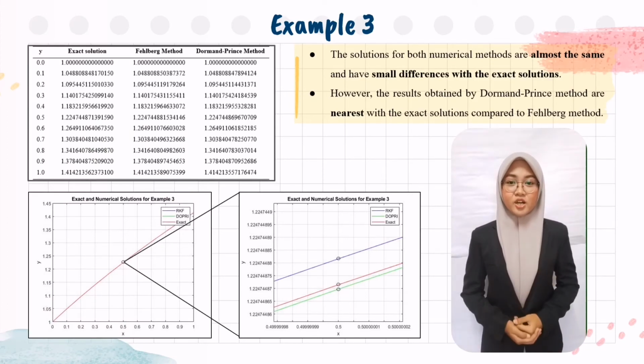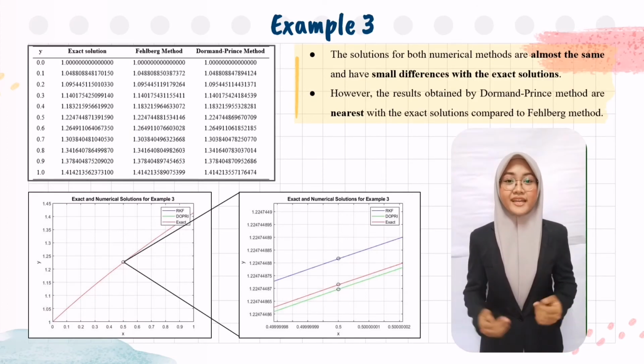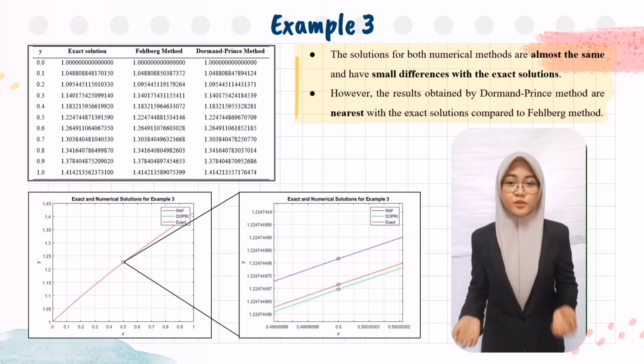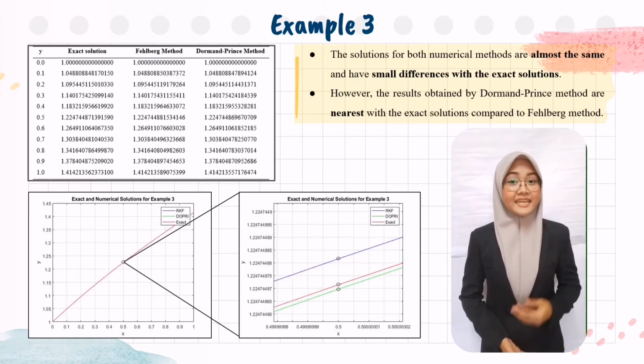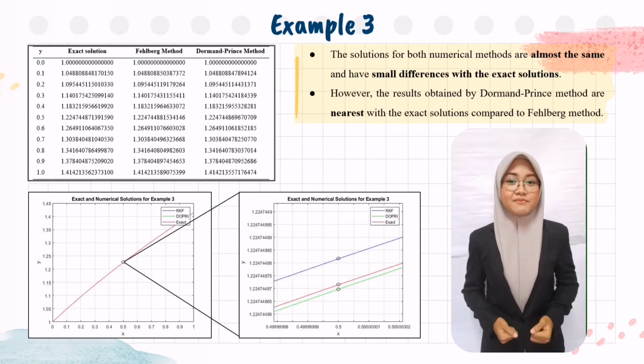Next, we are going to discuss the results obtained for example 3. Based on the table and the figure, the results obtained in example 3 are also similar to examples 1 and 2, in which values obtained for the Dormand-Prince method are closer to exact solutions compared to the Fehlberg method. In comparison with the Fehlberg method, the results obtained by the Dormand-Prince method are closer to the exact solutions.